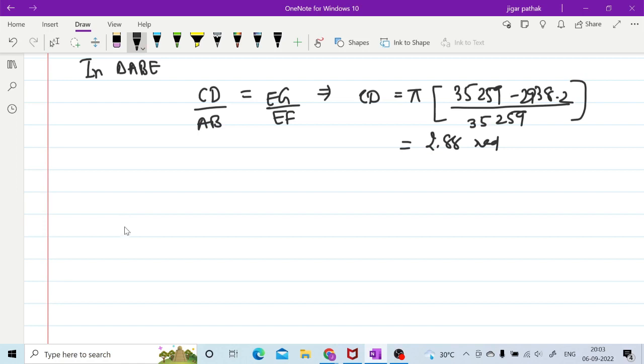Once you have that CD, the energy fluctuation can be calculated as the area of the triangle, that is 1/2 CD into EG. Now you have all the data with you. EG you have, CD you have calculated. If you calculate 1/2 into CD into EG, then you will have that fluctuation of energy. So what is that? Area of the triangle. Yes.